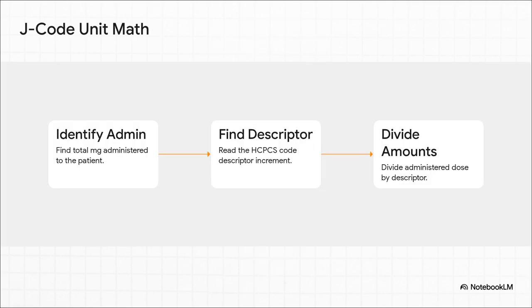Now, here's the trap, and it's a big one. Do not just bill 1 unit just because it was 1 single injection. No way. Instead, you've got to follow a rock-solid 3-step formula. Step 1, identify the total amount administered, right? That's 250 milligrams. Step 2, pinpoint the code's descriptor unit, which is 125 milligrams. And step 3, divide the administered amount by the descriptor amount. So 250 divided by 125 gives you exactly 2 billable units of J2930. Seriously, never guess on these. Always let the math guide you.